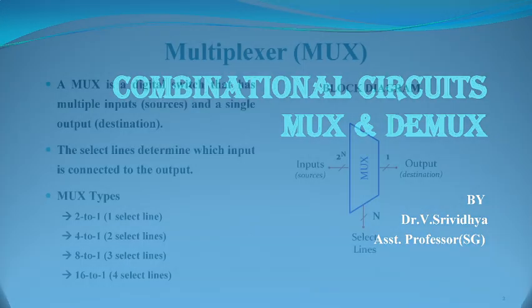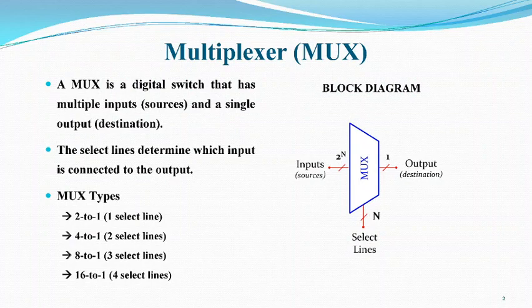What is a multiplexer? It is a combinational circuit that selects binary information from one of many input lines and directs it to the output line. Multiplexer is defined as many to one, that means it can have many inputs but only a single output. That's why it is called many to one. It is a device which has many inputs and a single output, and which input will go to the output is dependent on the selection or select lines.